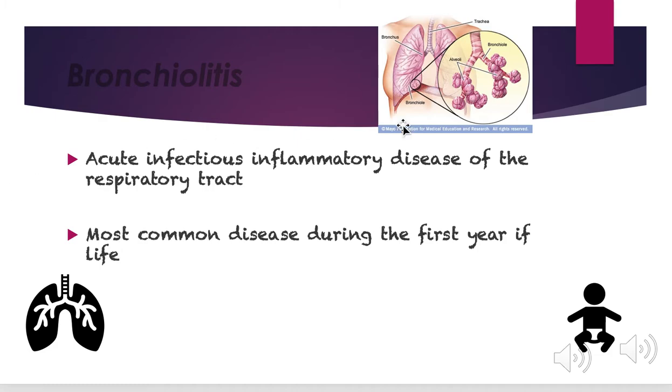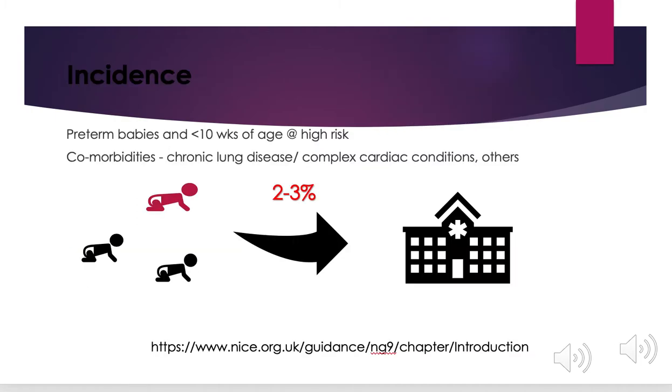At the top image, you see the bronchiole, which is a branch of the bronchi. Bronchiolitis is an acute infectious inflammatory disease of the respiratory tract. And it also happens to be the most common disease during the first year of life. We usually see that during the winter months, starting from October up until March, and it tends to tail off during April. What is the incidence?